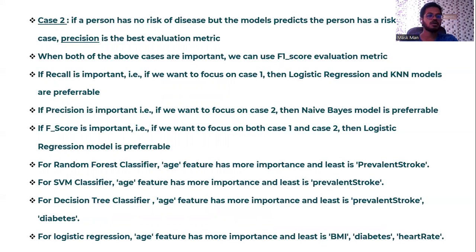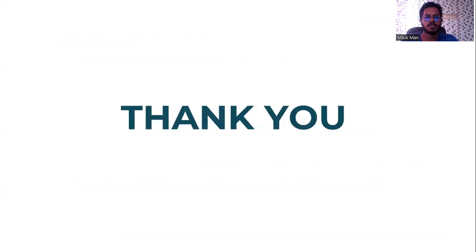So after fitting the data into the models, if recall is important, that means if you want to focus on case one, then the logistic regression and the KNN models are preferable. And if precision is important, that is if you want to focus more on case two, then the naive Bayes model is preferable. If F1 score is important, that is if both case one and case two are important, then logistic regression is the best model. And for all the classification models, age has more feature importance. Thank you.